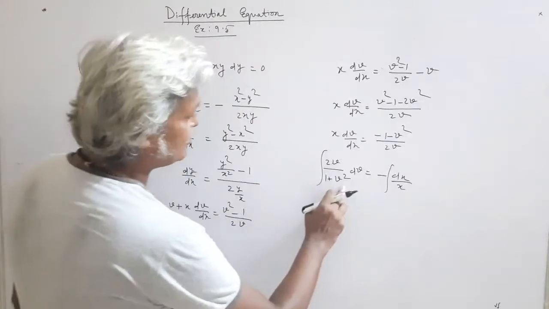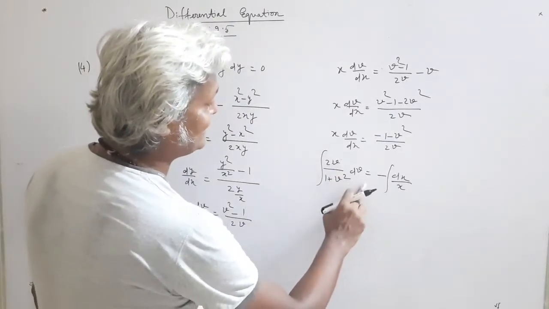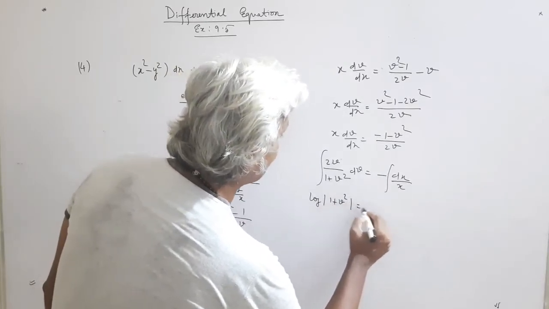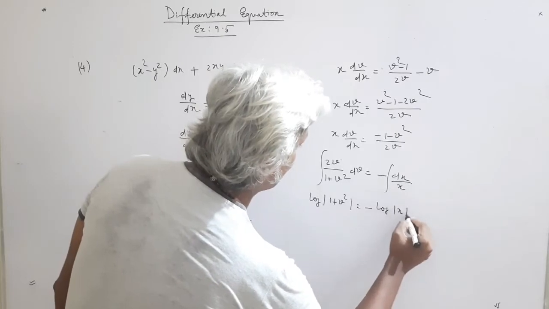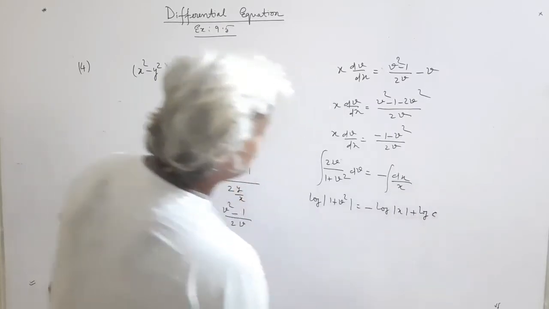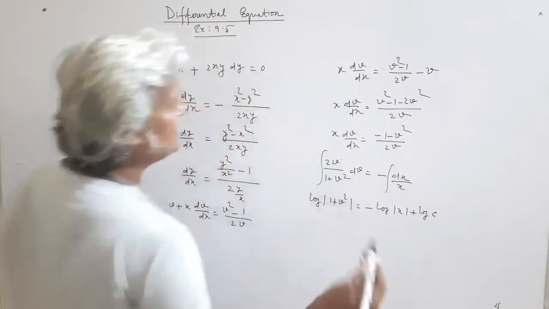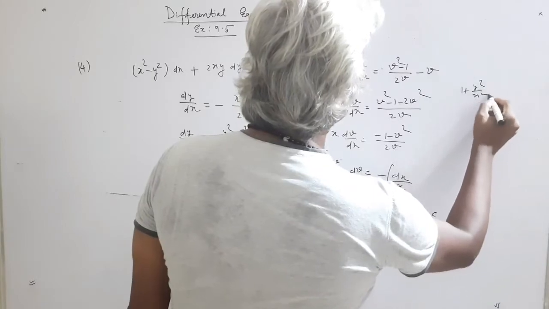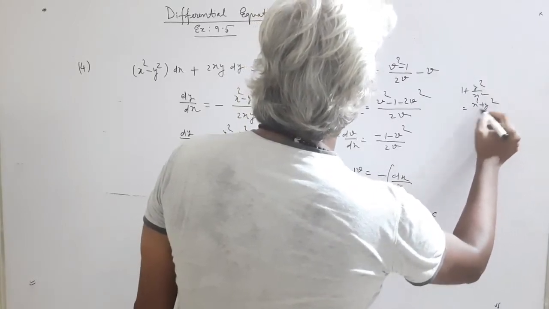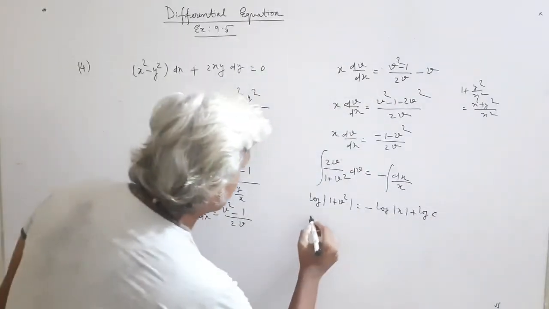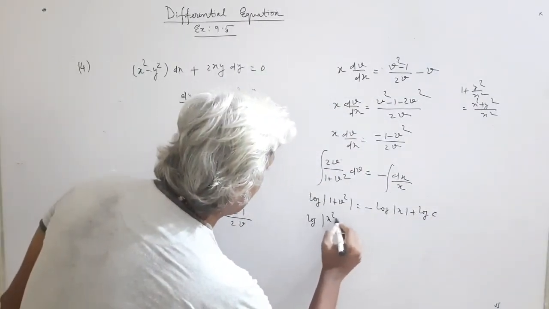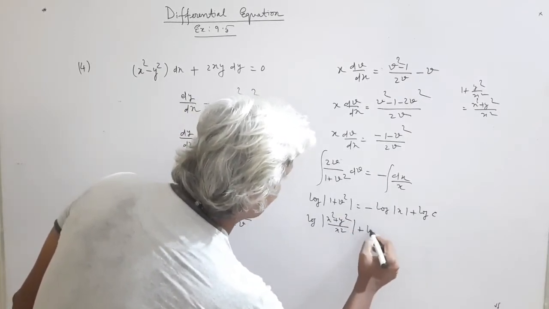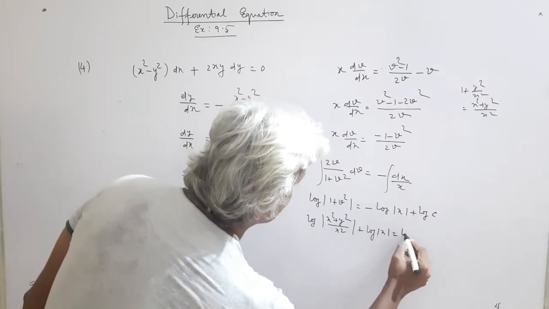So this 1 plus v square, if you take it as t, you get 2v dv as dt. So this is just directly log mod 1 plus v square, equals minus log mod x. Here I'll prefer log c. So now this is log 1 plus v square. You have already seen this always comes as 1 plus y square over x square, that is x square plus y square over x square. So this gives you log x square plus y square over x square, plus I take this log x on this side, log x is log c.